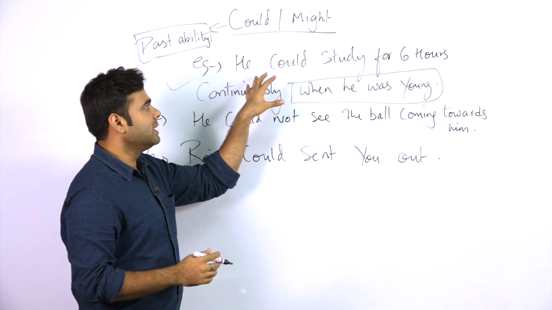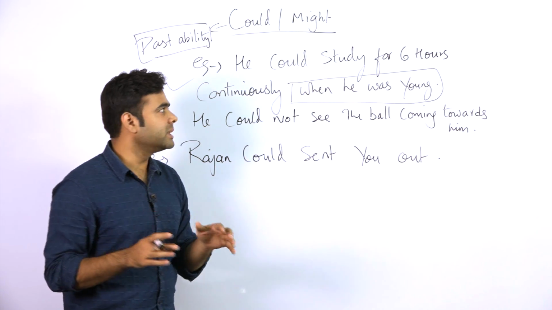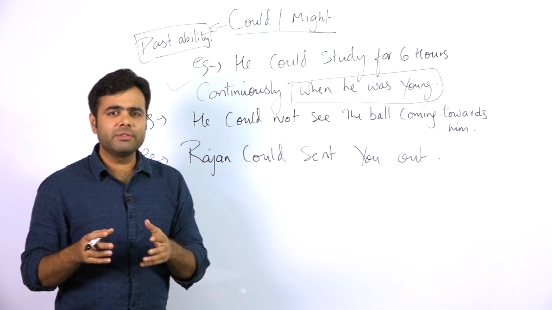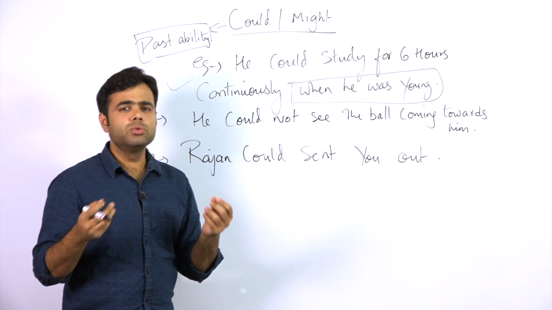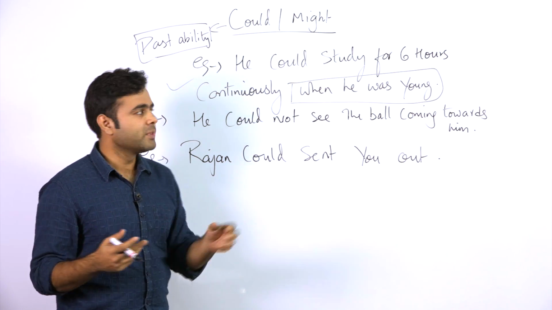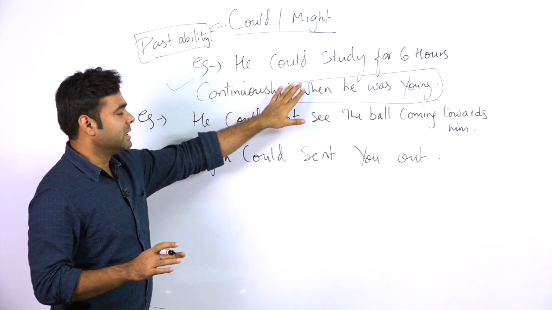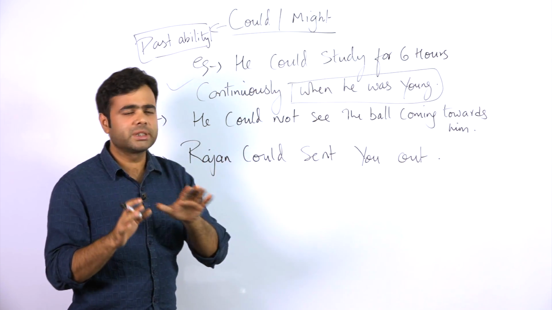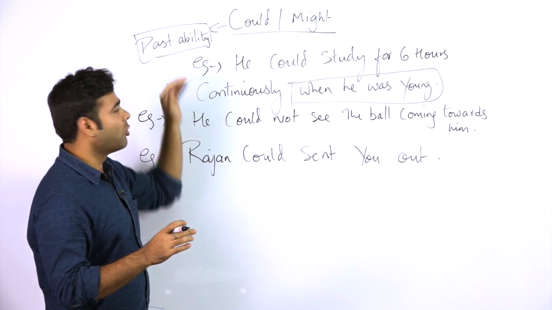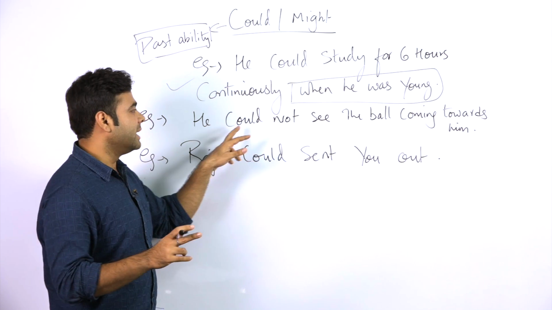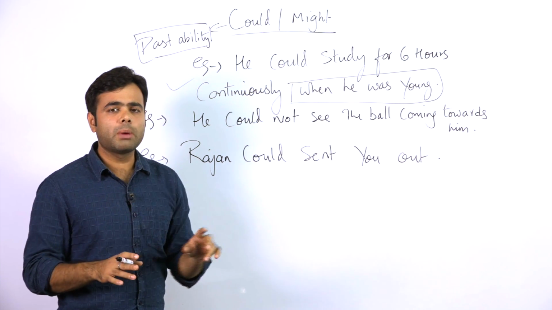What the condition is showing is that he could study for 6 hours continuously when he was young. It shows that when he was young, in his childhood, he was very energetic, very agile, and he used to study continuously for 6 hours. But now it might have changed. Even if this part of the sentence was missing, the part from he till continuously is showing something which is of past ability. Same I have done in the second sentence. I have written he could not see the ball coming towards him. It's not talking about the future tense.